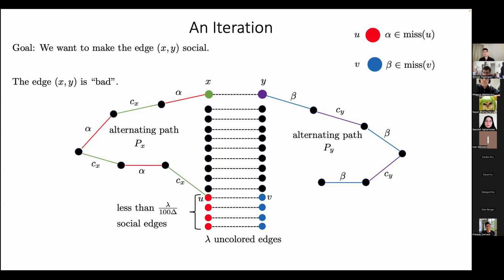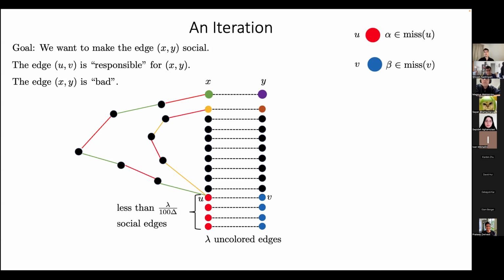And if this is the case, so if trying to make this edge social basically damages a previously socialized edge, we say that this edge XY is bad. But the thing to observe is that we can basically blame this edge UV, which is being damaged while trying to socialize this edge XY, as being responsible for this problem, right? And the key observation here is that every single already social edge can only be responsible for two delta many edges being bad. And the reason for this is, okay, why is this edge XY bad?